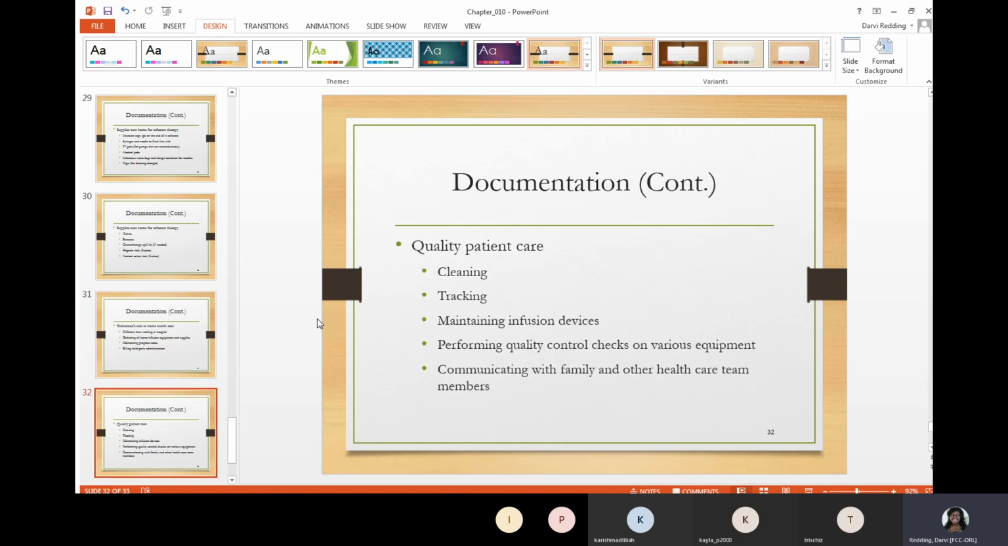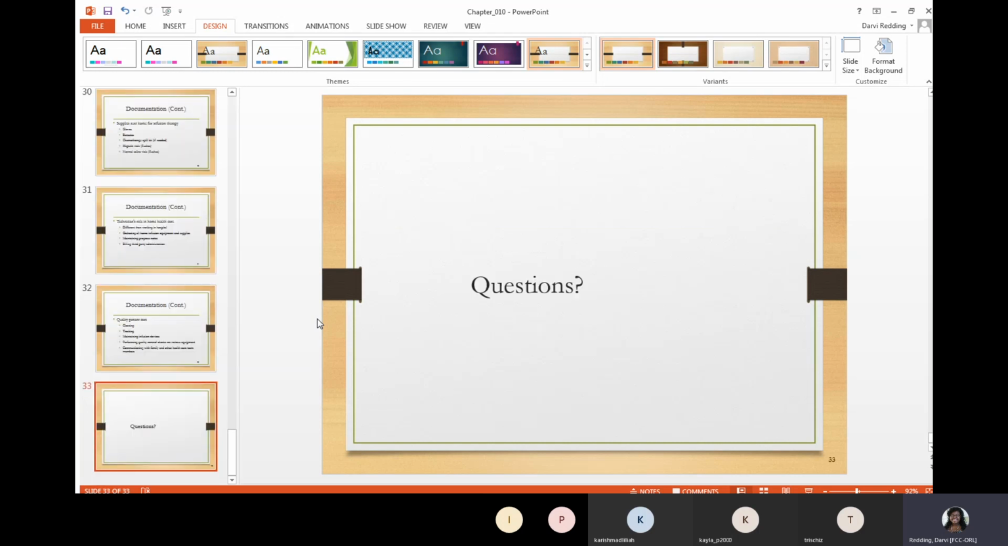And when it comes to the quality of patient care, there's always the cleaning, the tracking, and also maintaining the infusion devices, performing quality control checks on the various equipment, which is why documentation is so important. So we can always keep a record of when the device was used, and who cleaned it last. And then also, it's important when it comes to the quality of the patient care that communication with the family and other healthcare team members is essential. And this is going to complete chapter 10 of patient administration considerations.